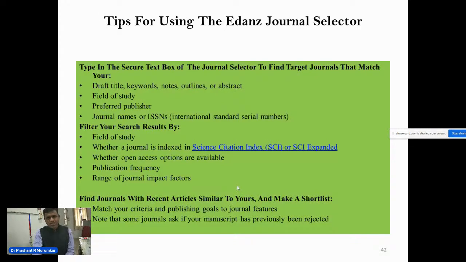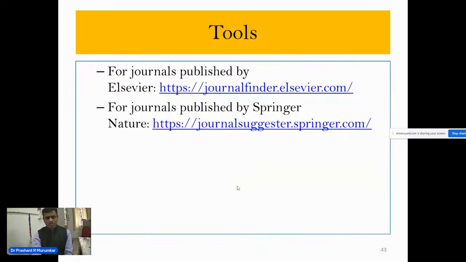While using Edanz, what are the different points you should consider? You can put in a title, field of study, and preferred publisher, and there will be certain criteria which you can select there. Field of study, whether the journal is indexed or not, you can click on that, and then you can match your criteria and publishing goal to journal features, right?